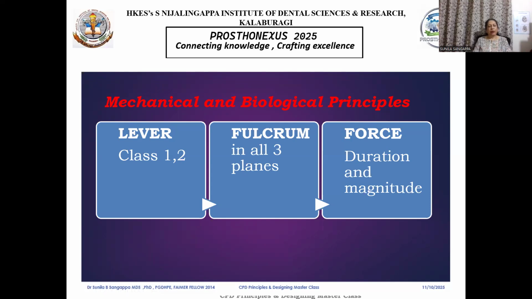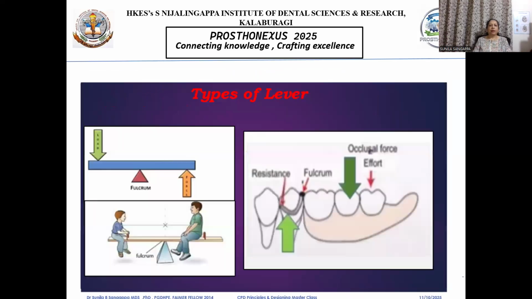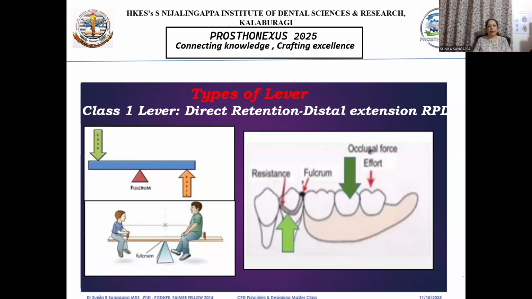As dentists, remember, we need to also have some knowledge of physics and engineering so that we can apply that to understand the lever, the fulcrum lines, as well as the force in terms of duration and magnitude as they act on the teeth and the residual alveolar ridge. The first type of lever that we want to discuss over here is the class 1. This is appreciated in distal extension RPDs, and as seen over here, this follows the principle of a seesaw where the fulcrum is at the center.